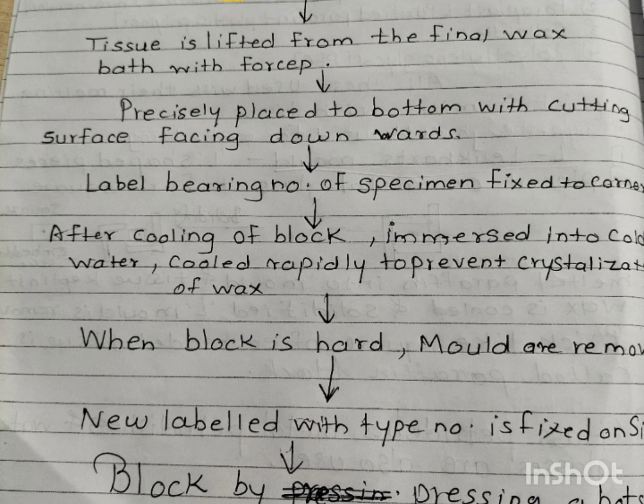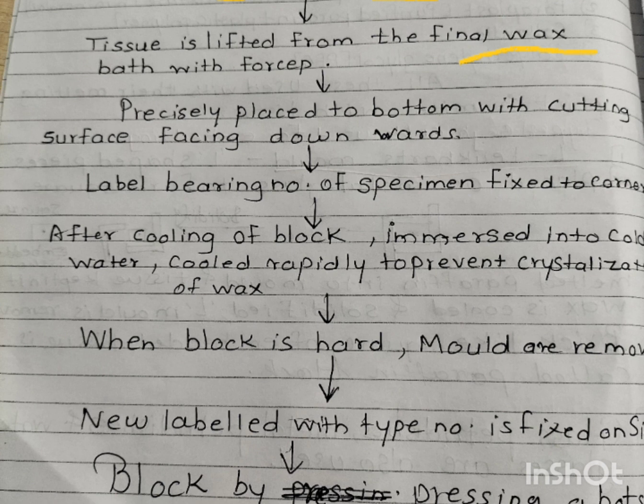Then tissue is lifted from the final wax. This fresh molten wax is firstly in a container. So it may be in a container, not in that mold. It is in a container.